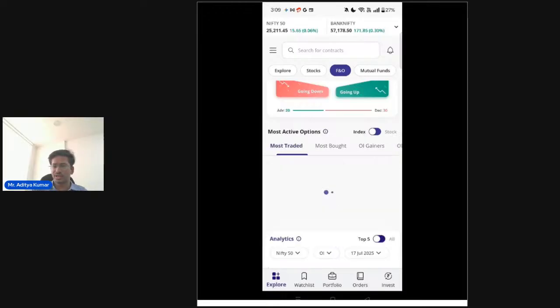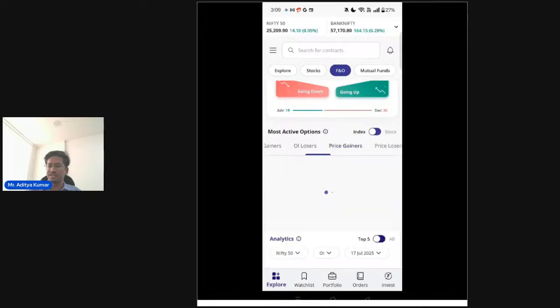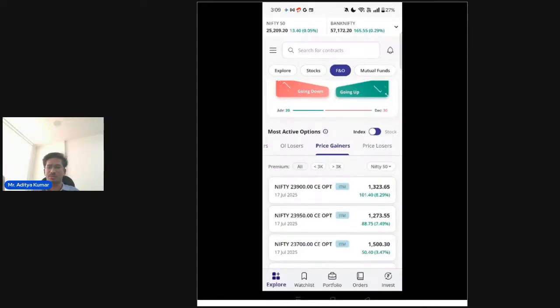Most traded are the contracts with the highest trading volume, showing strong demand. Most bought contracts are popular among investors, indicating interest. OI gainers are contracts with rising open interest, more buyers, suggesting a bullish outlook. Similarly, OI losers are contracts with falling open interest, which shows reduced activity. Price gainers are the contracts that have a drop in price.